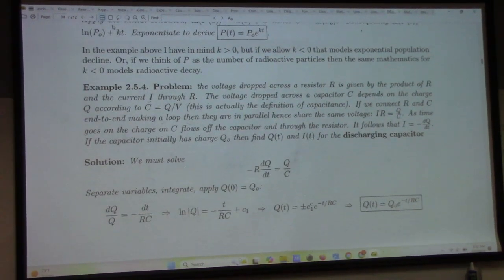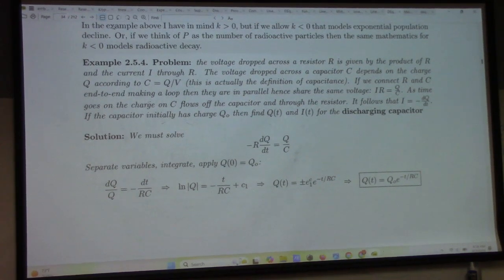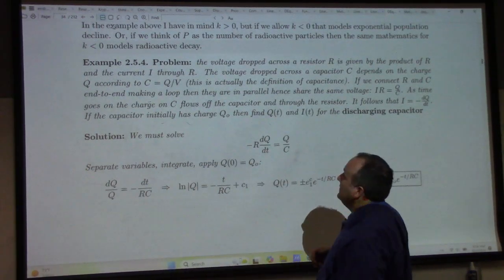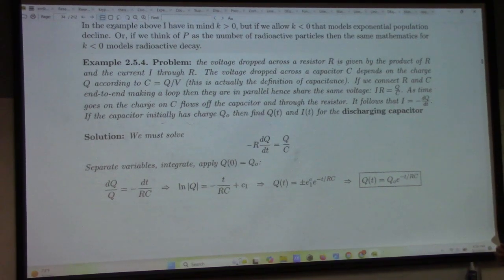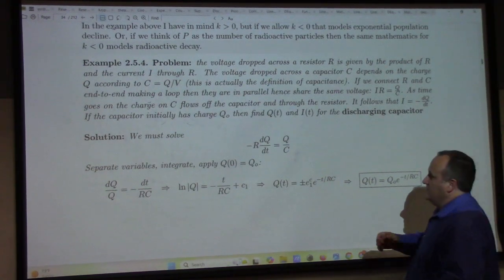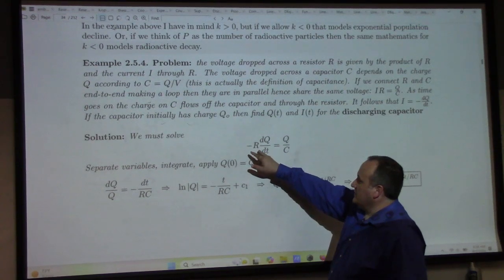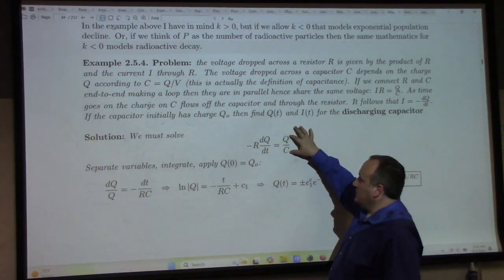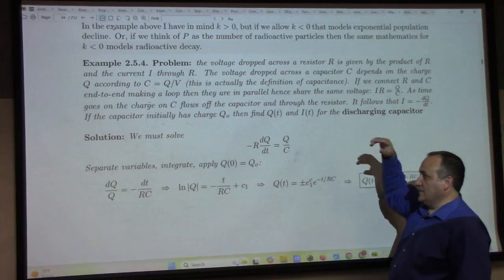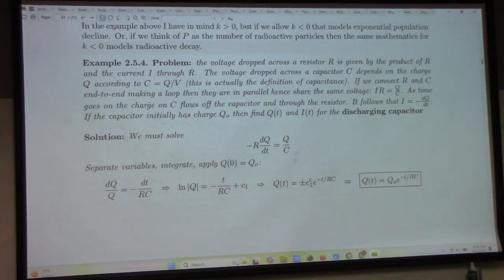This is an example only electrical engineers will love, but here it is. So if you have the voltage dropped across a resistor, and you also have a capacitor involved. So I think this is a resistor and a capacitor in series. So this is the voltage across the resistor. This is I times R, Ohm's law. And over here, Q over C is the voltage on a capacitor. So if you just have an RC circuit, this is the Kirchhoff's voltage law that you get, which again is a differential equation, this time in the charge.